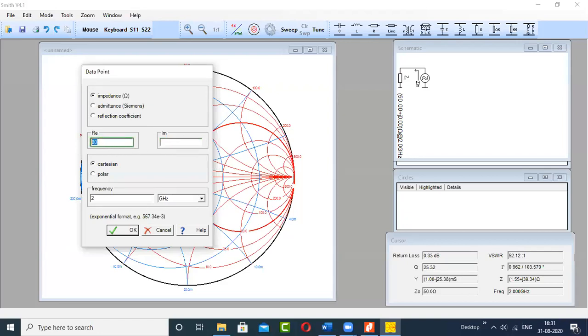No, sir, it's 60 minus 80, yes. 60 minus 80. And frequency now is not required because you have already fed it. So you can see that it is 2 gigahertz.